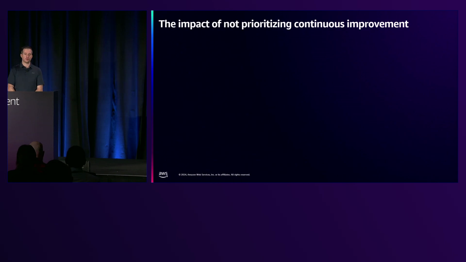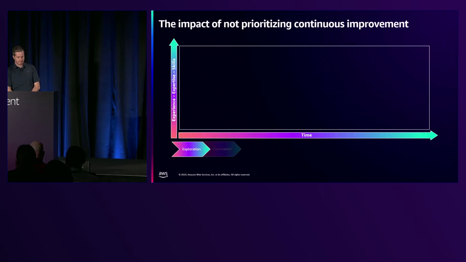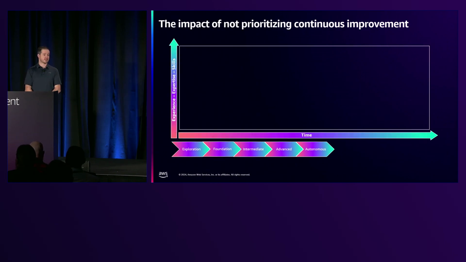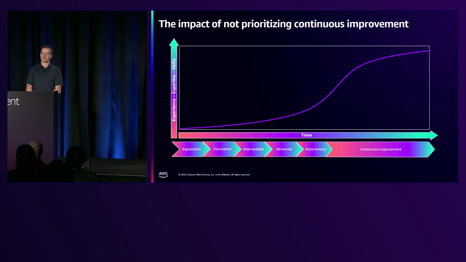And as you move through and past the autonomous stage, you need to make sure you prioritize continuous improvement. And here's the why. There is an assumption that as you move through and your skills and your team's expertise and experience have grown, you'll sort of plateau, but you'll keep up to date with changes in the industry and changes to your workloads, and things will be okay. What we want you to do is be at this blue line.